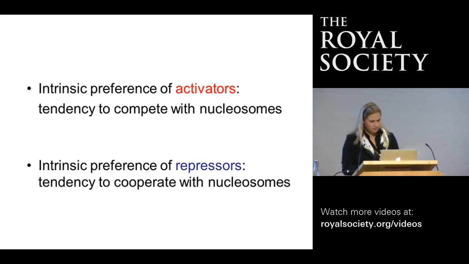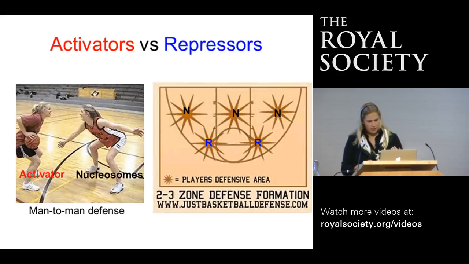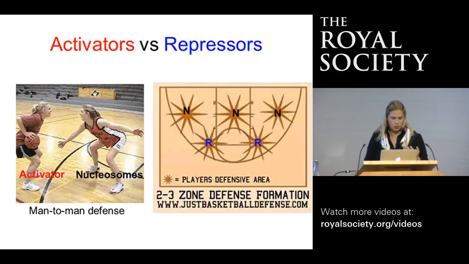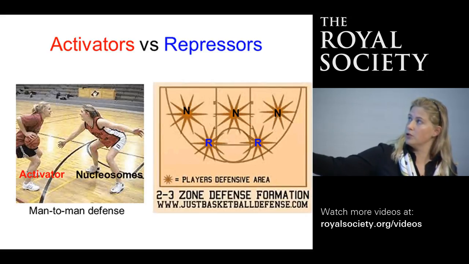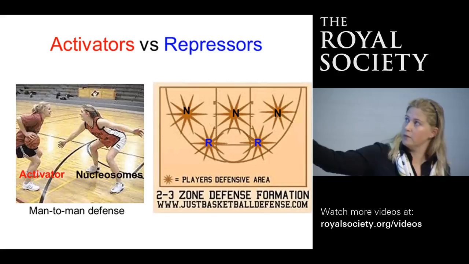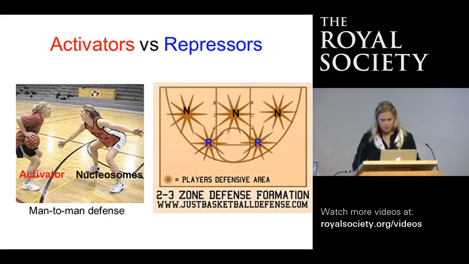Now, as I said, basically, this model kind of squares with the activators. You know, activators are the man-to-man then, and the repressors are the zone defense, shutting down gene expression, shutting down DNA in a sort of spatial cooperation with the nucleosome. So the nucleosomes are the three defenders back here, and the repressors, you can imagine, then occupying the space in between. So all of this data is in vitro.